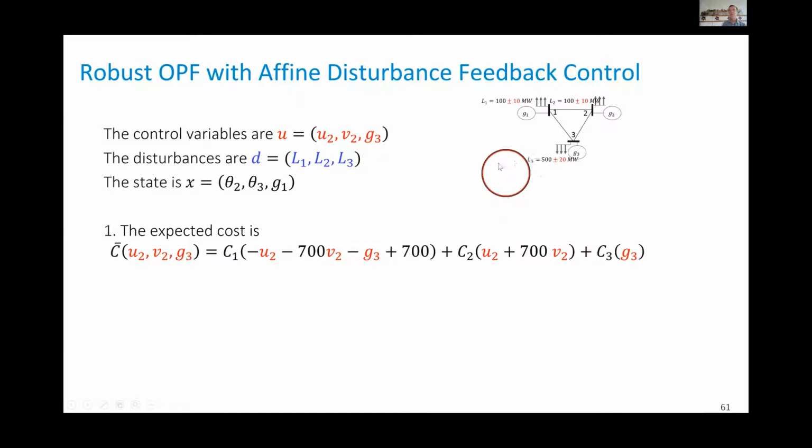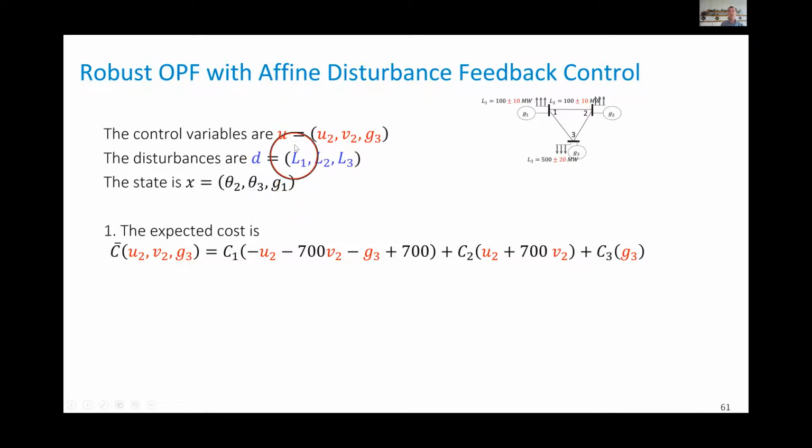Let's apply what we've seen before here in the case of robust OPF. We could take the expected value, but to simplify the story here, or to illustrate everything, I will do the worst case cost. So that means, I will take the expected cost, sorry. So what are the control variables? U2, V2, like we've said. Now G3 in this simple exercise is not adaptive, so we still need to find a fixed value. This is our control variable. The disturbance is the same as before.